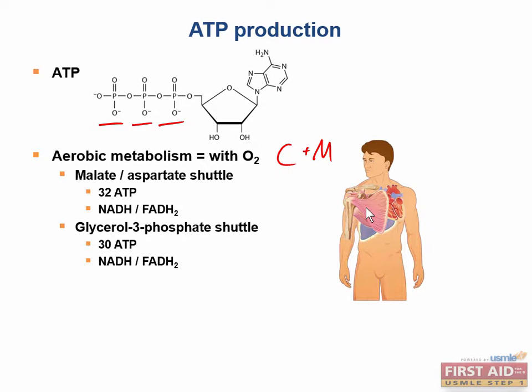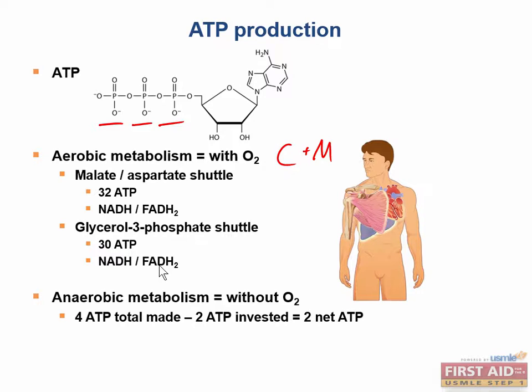So now we're in the muscle. The difference in this shuttle is that it transports NADH electrons from the cytoplasm to the mitochondrial FADH2 acceptor, which can only produce 2 molecules of ATP per NADH consumed. Anaerobic ATP production takes place in the cytoplasm of the cell, and it does not require oxygen. It produces 4 ATP total, but it requires 2 ATP to be invested, so actually anaerobic metabolism has a net gain of 2 ATP molecules per molecule of glucose.